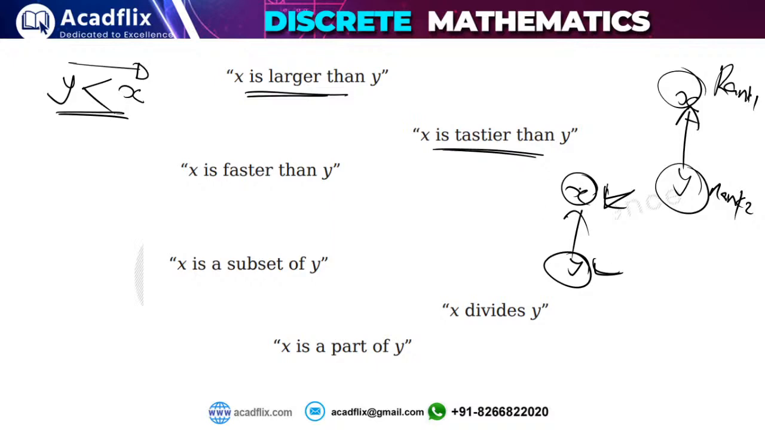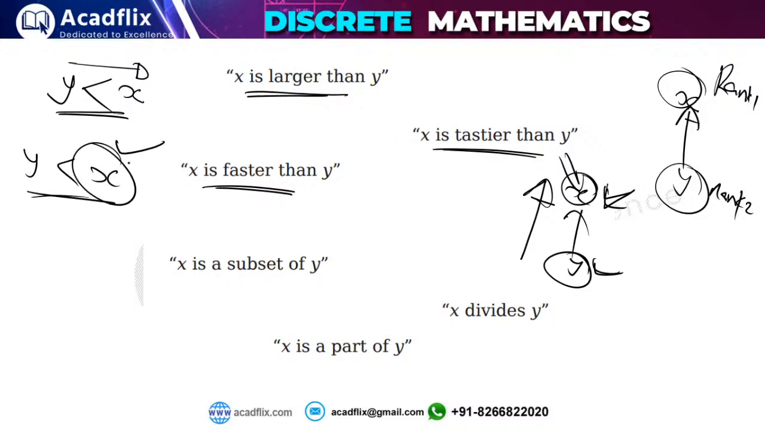So anyway, you can see x has more rank in terms of taste. In terms of taste, you can see the taste is increasing like this. Okay, x is faster than y. So then again you can order. For example, maybe this x may be Usain Bolt, or maybe PT Usha. So this is how you can order.